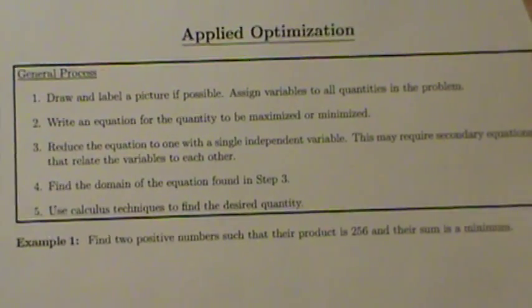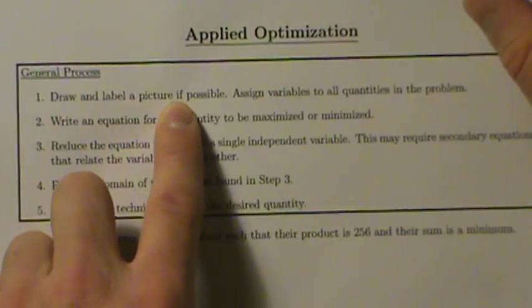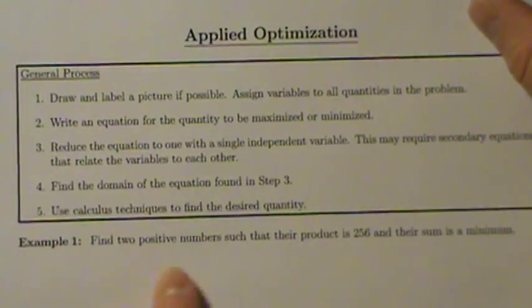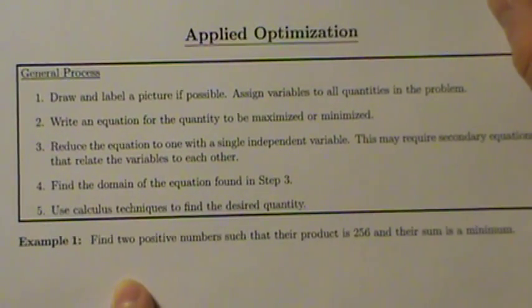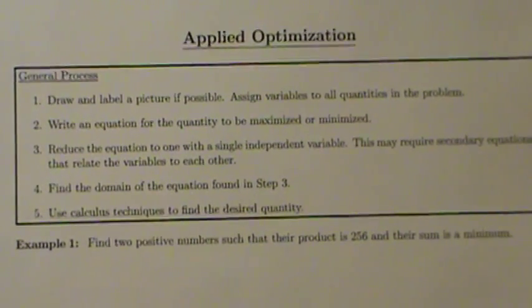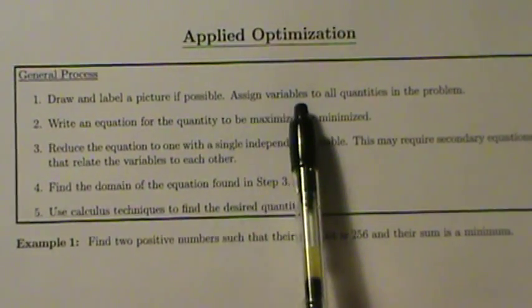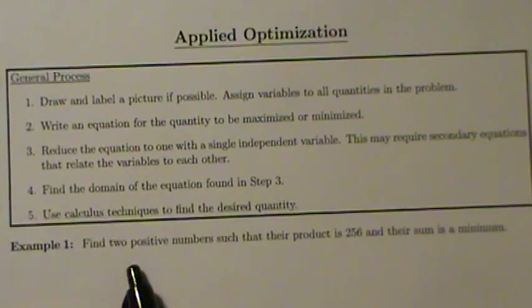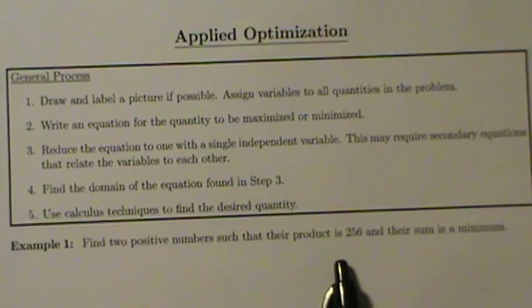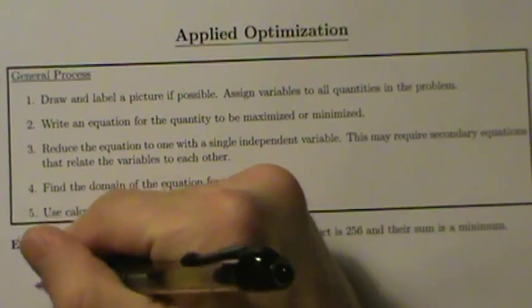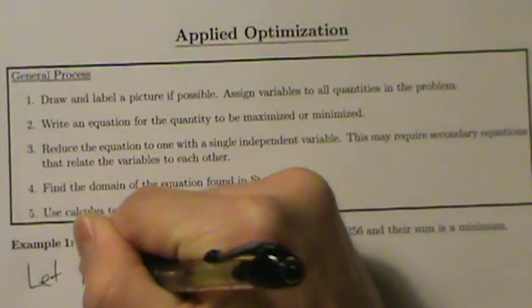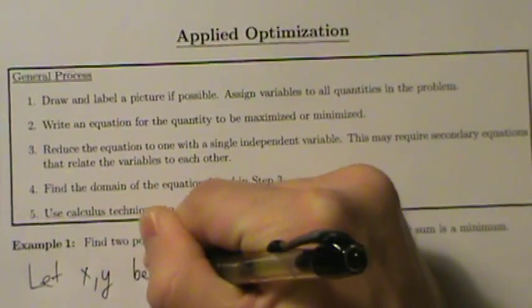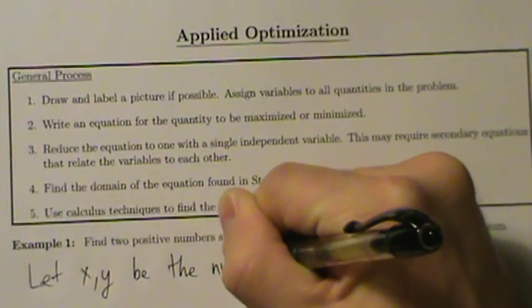Okay? So step one is draw and label a picture if possible. That's not really possible here because we're talking about sums and products of numbers, so nothing geometric is happening. Also part of step one is assign variables to all the quantities in the problem. So we're talking about two positive numbers, their product is 256, then we want their sum to be a minimum. So let's say let x and y be the numbers.